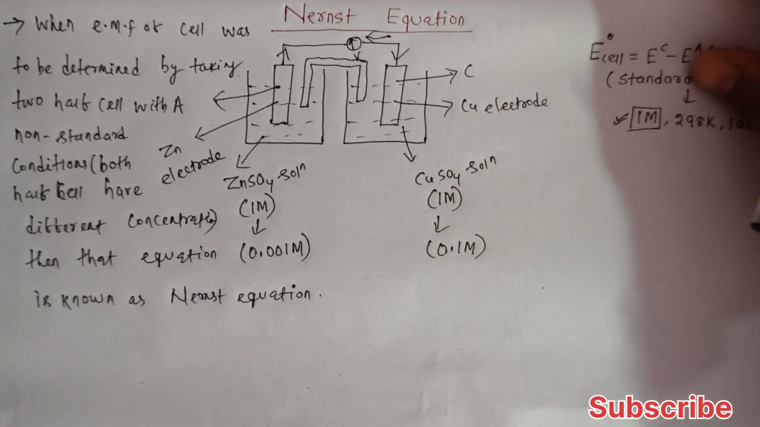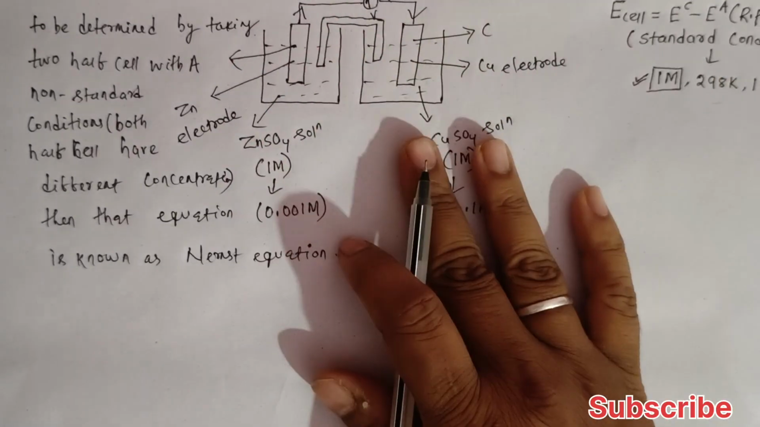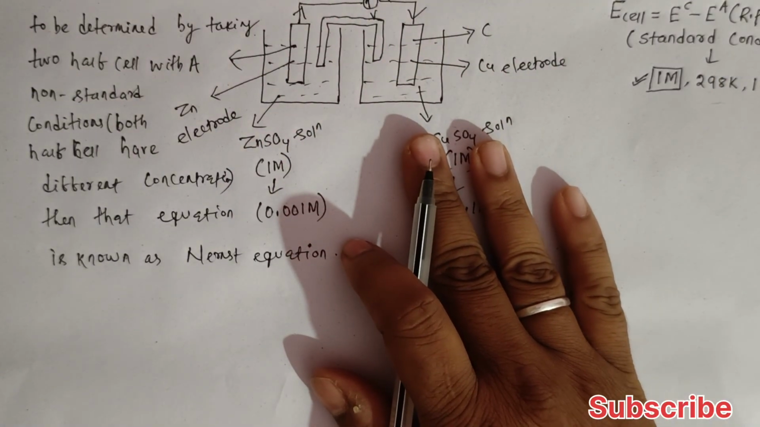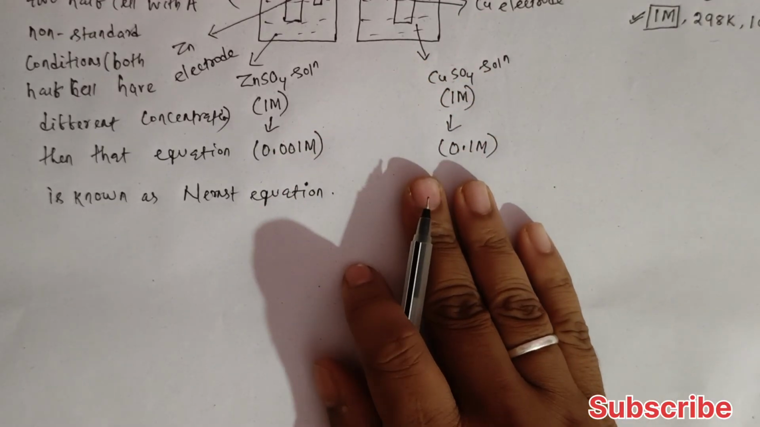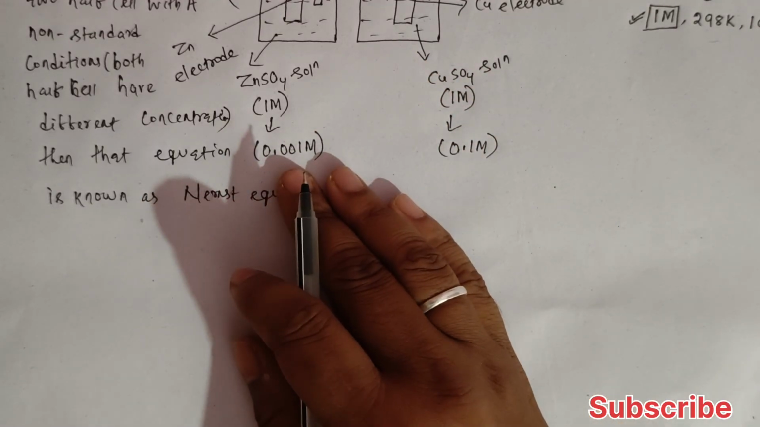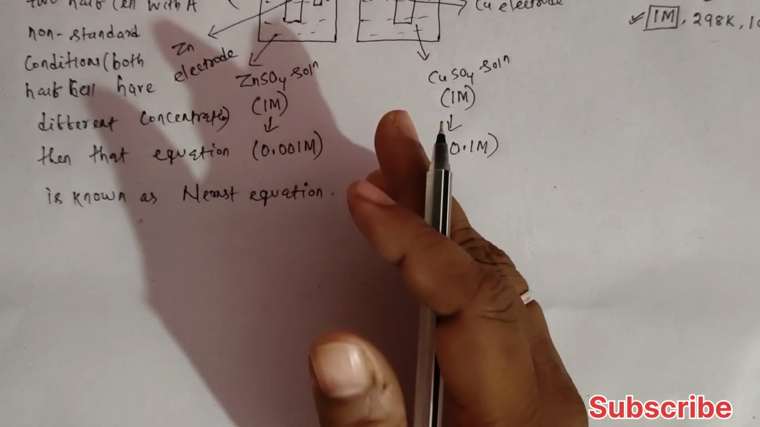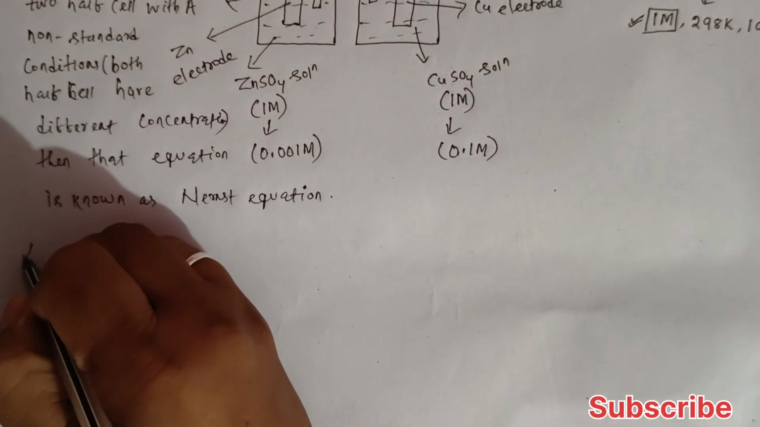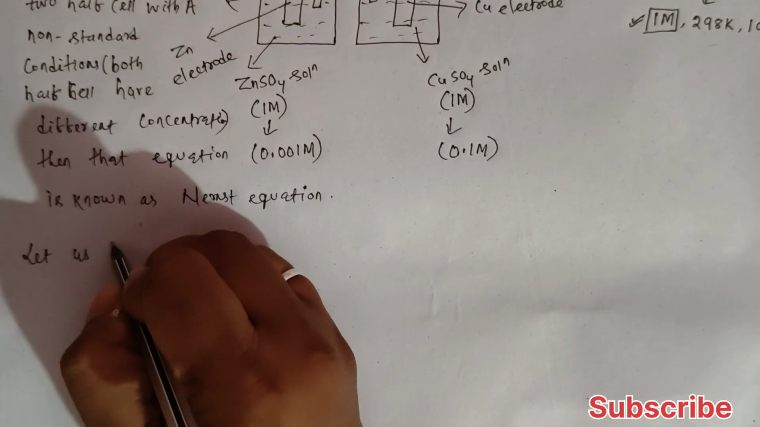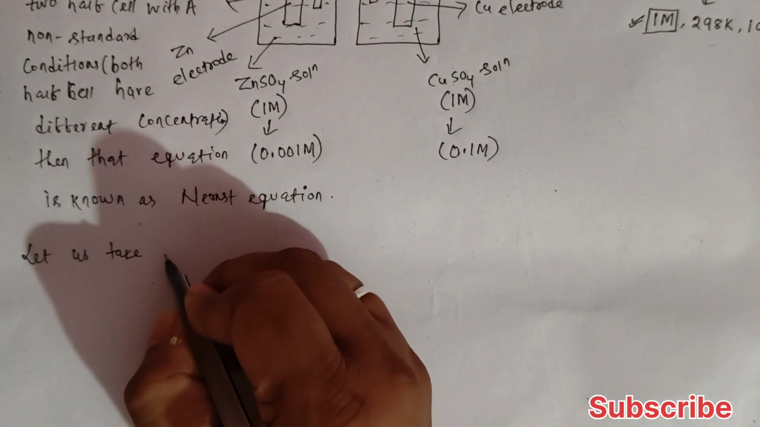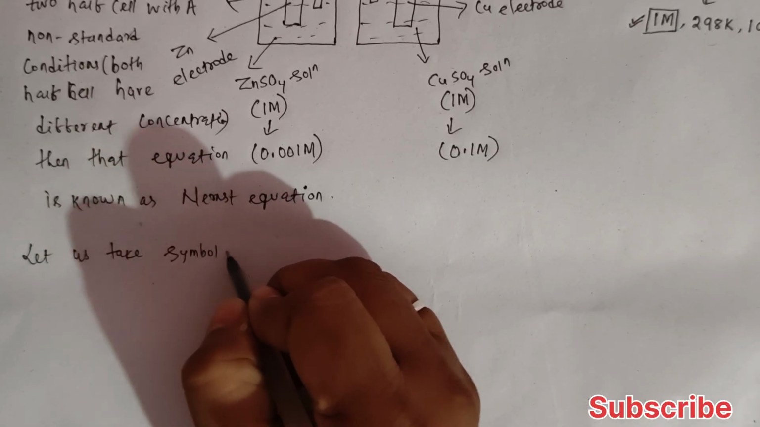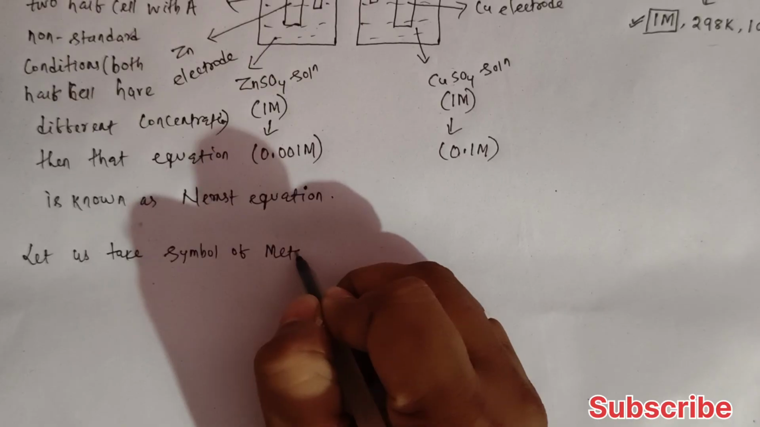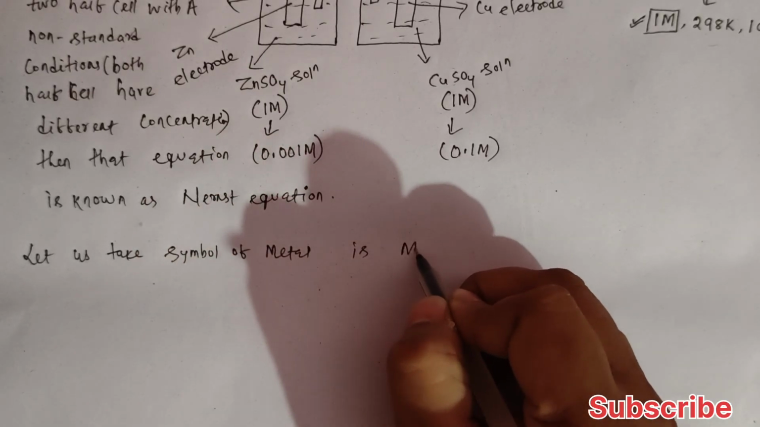So now we have to calculate how the Nernst equation can be easily determined. To calculate the Nernst equation, we have to take some example. Let us take the symbol of the metal as M.